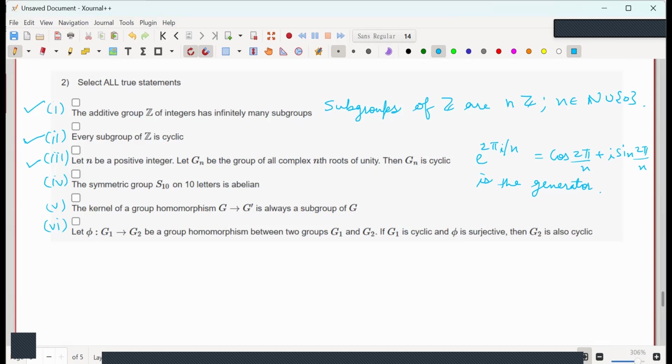No, I'm saying like cos of k into 2 pi by n. k can be anything, 1, 2, 3, less than n. So for all k they are generators, no? No. You can take n equal to 4 and k to be 2. Then your GCD must be 1. GCD must be 1. Very good.